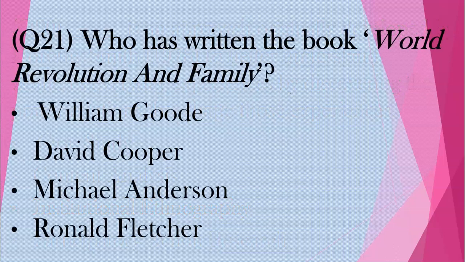Question number 21. Who has written the book World Revolution and Family? William Goode, David Cooper, Michael Anderson, Ronald Fletcher. The answer is William Goode.